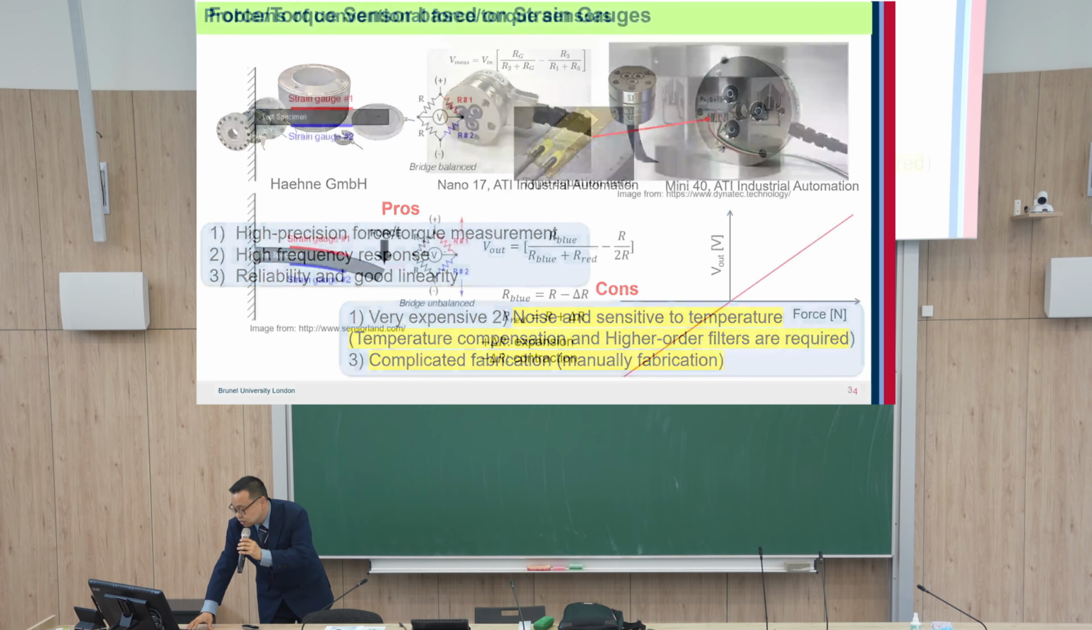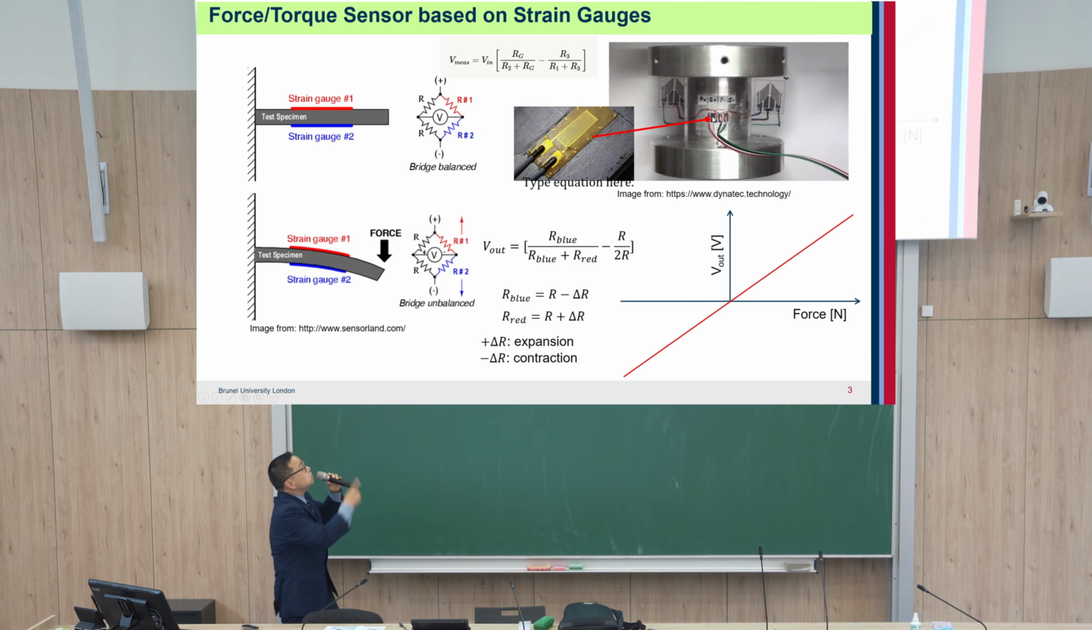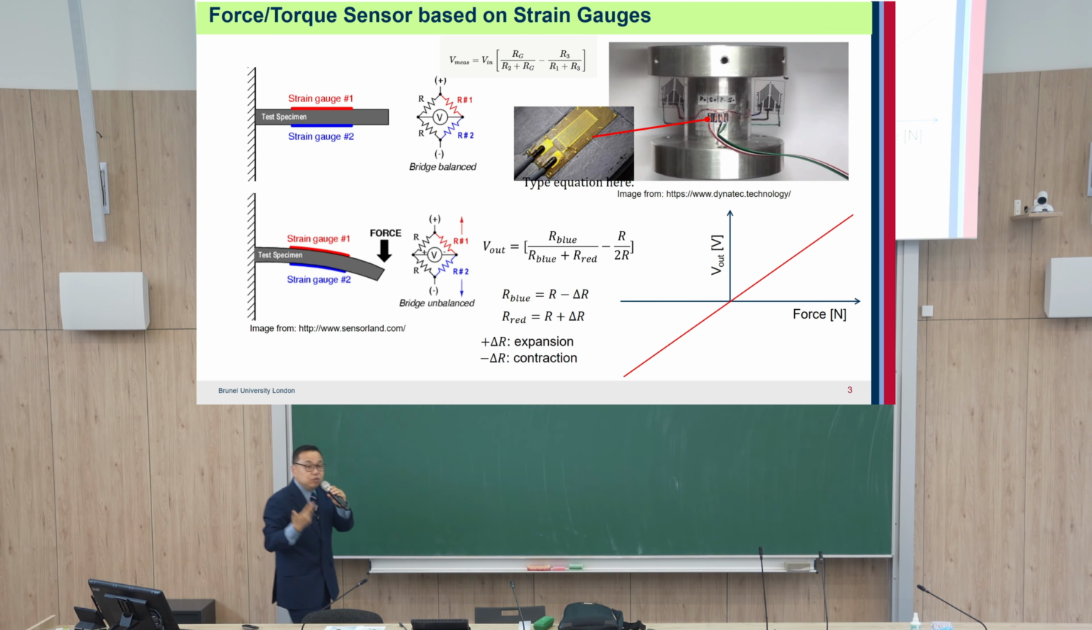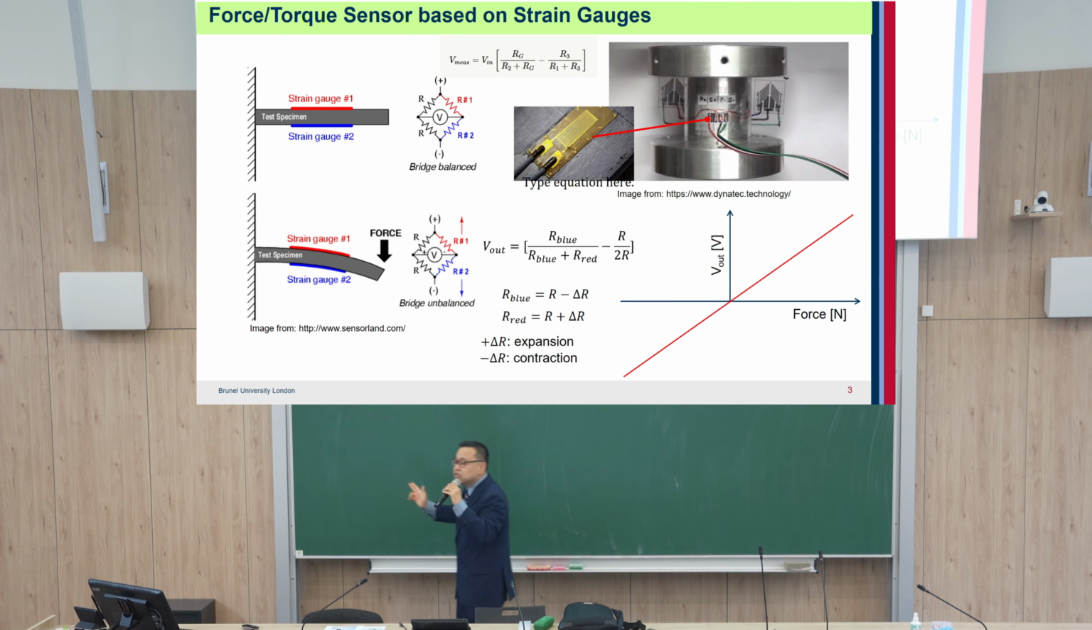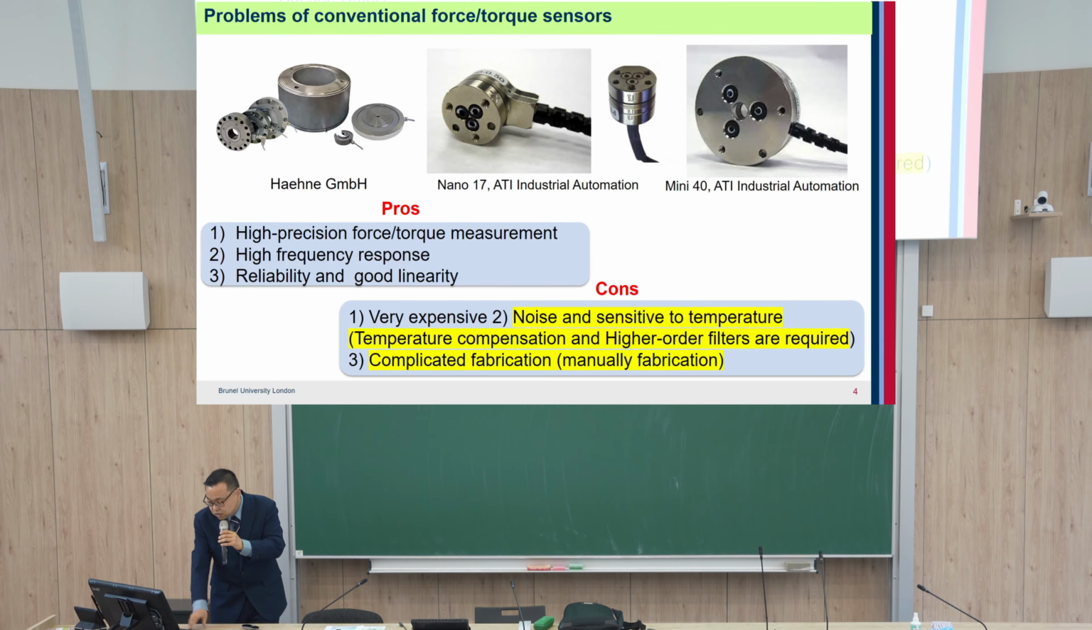Let's see. You see here, we have to attach the strain gauge manually on the surface of a compliant mechanical structure. We have to attach each single strain gauge one by one. This is really, really time consuming, and no matter how carefully you attach it, sometimes it may not work. Then you have to remove it and reattach. That's the reason it's very expensive.